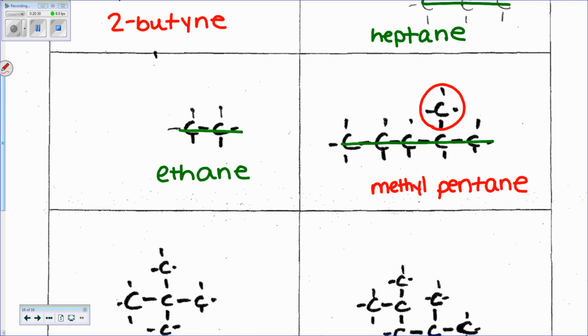Now, you do not want to number it left to right here, because if you do that, 1, 2, 3, 4, that would end up on the 4th carbon. What if I go this way, 1, 2, 3, 4, 5? I'm putting it on the 2nd carbon. So I want to always number it so it's on the lowest number.